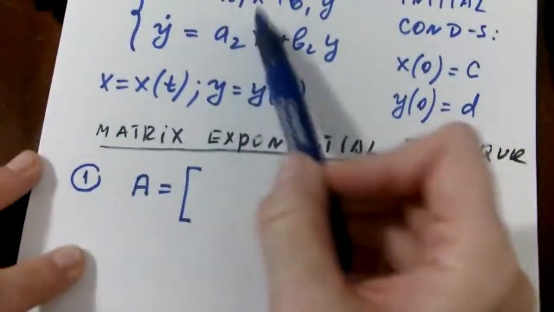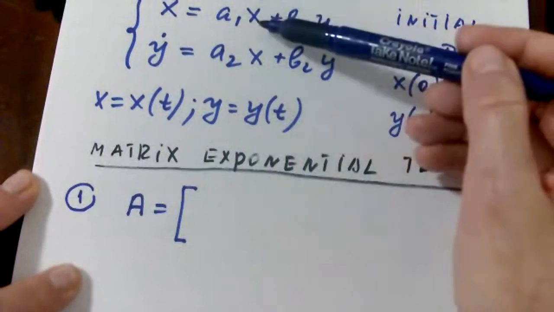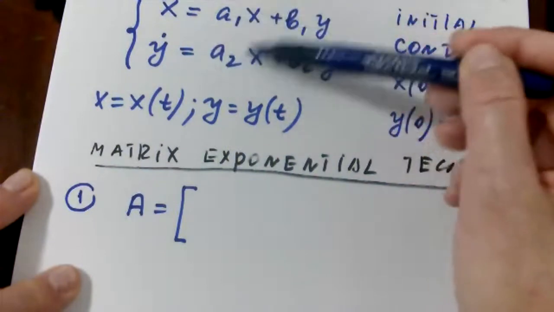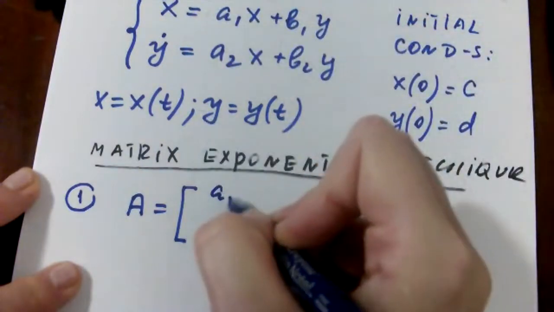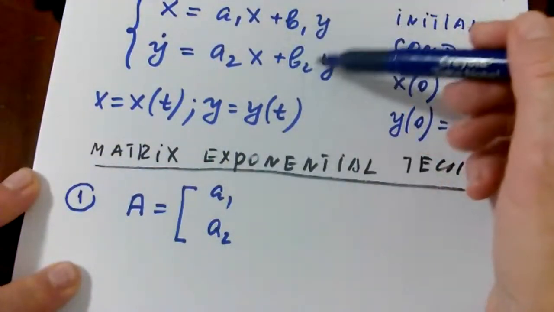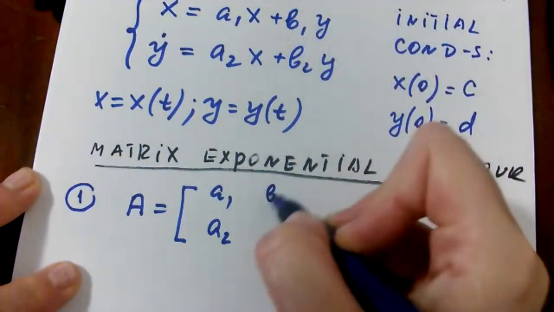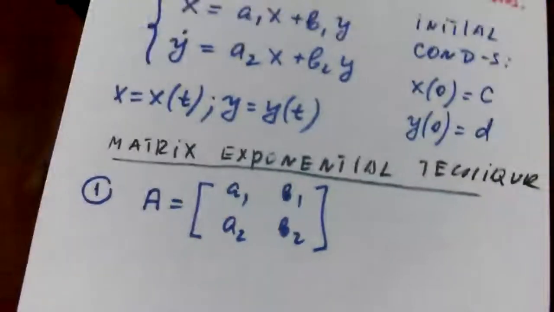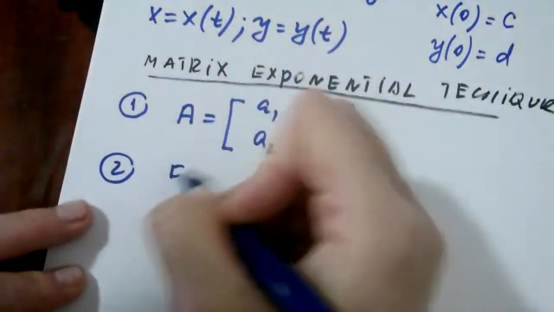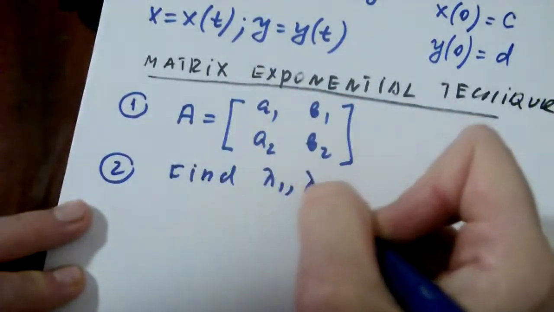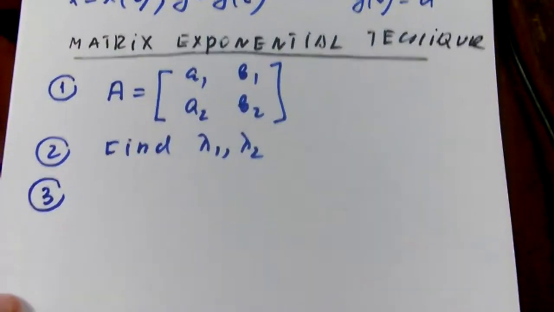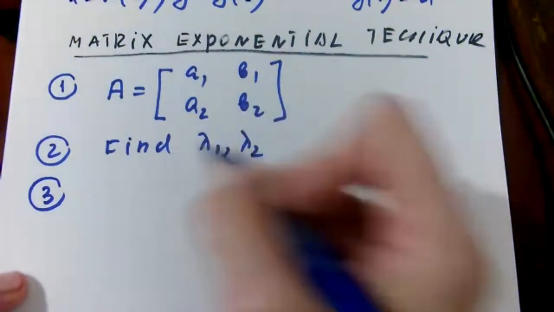You look at the right-hand side of this equation, and you explicitly see that the terms with x's are positioned first, and they have coefficients a1, a2. So this will form the first column of your matrix. And similarly, the coefficients in front of y's form your second column. Just a piece of cake, nothing fancy. Then the next step will be to find lambda 1, lambda 2, which are eigenvalues of this matrix, because in the next step we are going to use the Cayley-Hamilton theorem. That is why we always need those lambdas.